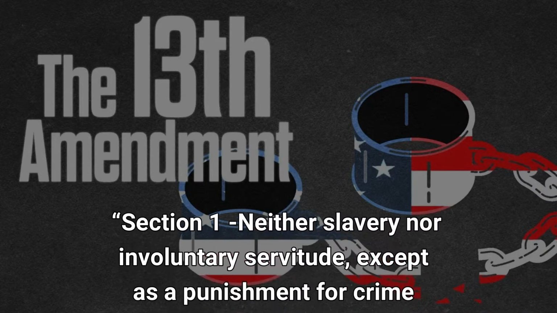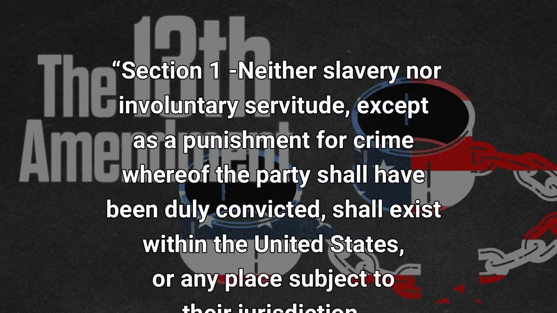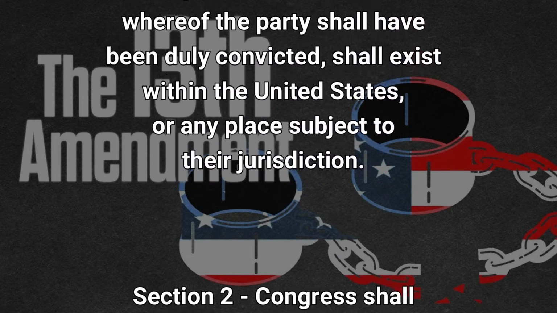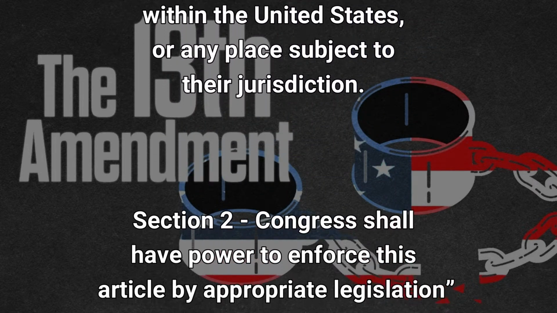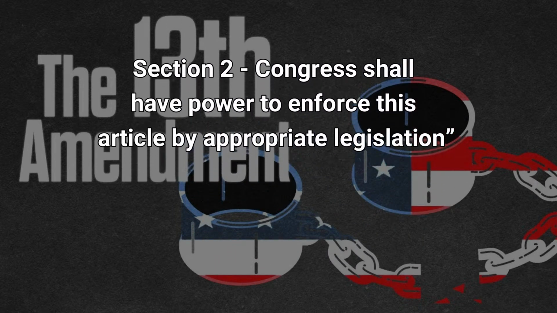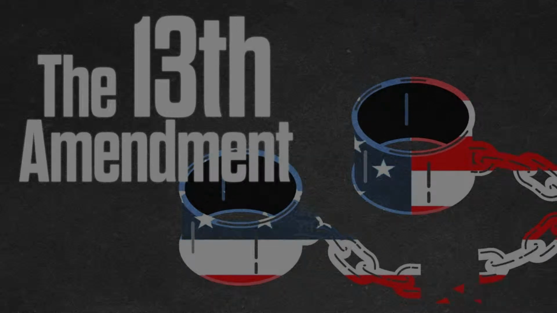Section 1. Neither slavery nor involuntary servitude, except as punishment for a crime whereof the party shall have been duly convicted, shall exist within the United States, or any place subject to their jurisdiction. Section 2. Congress shall have the power to enforce this article by appropriate legislation.